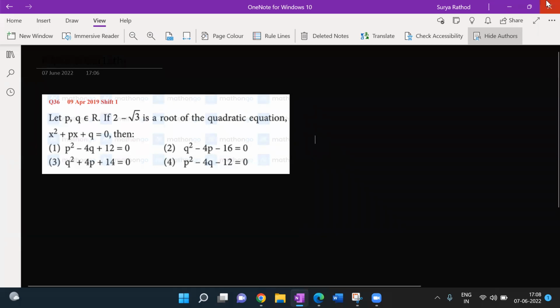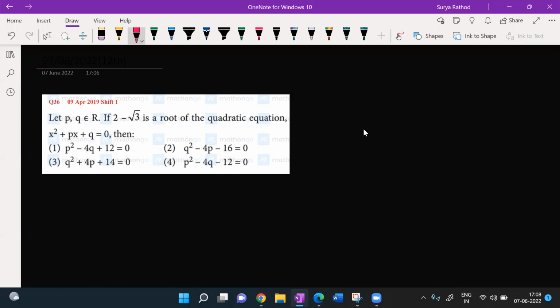Okay, meanwhile, you people solve the question which I'm showing here. Everyone, meanwhile, solve the question which I'm presenting on the screen. Let p, q belong to real numbers. If 2 minus root 3 is the root of the quadratic equation given here, then which of the following options is correct? Very wonderful question. Make it fast.